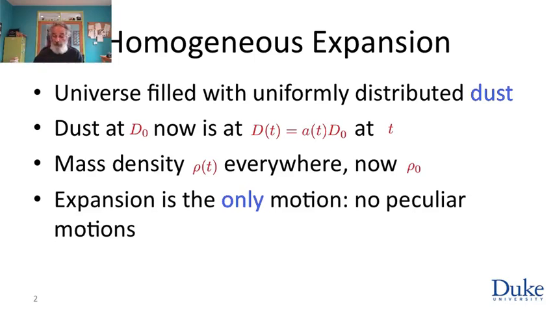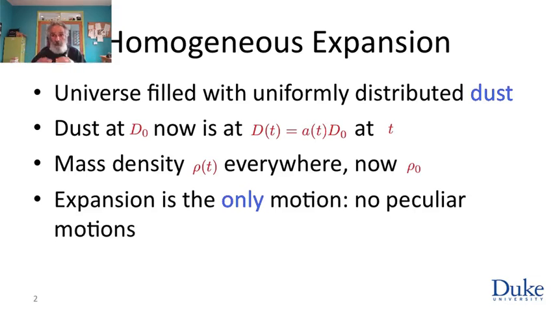Now, of course, this matter is expanding, so what is at present at some distance d0 from us is at other times at a distance given by this function, the scale factor, and as usual we are going to call t equals 0 the present. The assumption that we make is that the only motion this homogeneous distribution exhibits is the expansion. In other words, there are no peculiar motions, there are no orbital motions. All of the dust is stationary relative to the Hubble flow that we described.